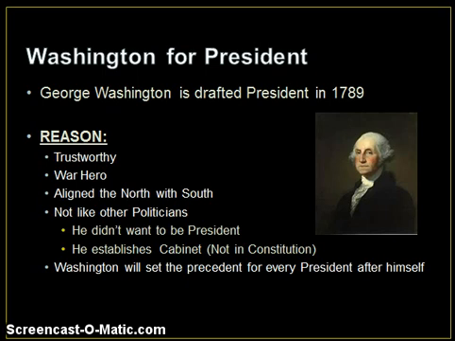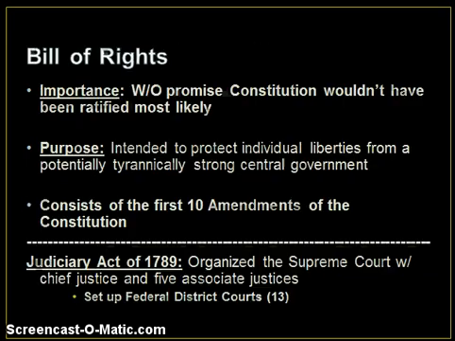Some of the things that's important is he's going to actually set the precedent for every president after him. So the first president's extremely important. One of the big things he does is he establishes the cabinet, which is not in the Constitution. This is just something he takes upon himself to do. The members of his cabinet are John Adams, who is his vice president, Alexander Hamilton, who's the Secretary of Treasury, Thomas Jefferson, who is the Secretary of State, and Henry Knox, who is the Secretary of War. We're going to see some major conflict between Jefferson and Hamilton here in the next couple slides.